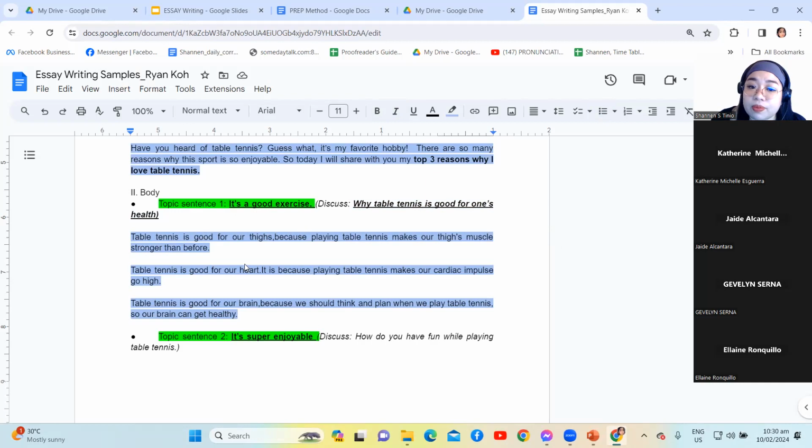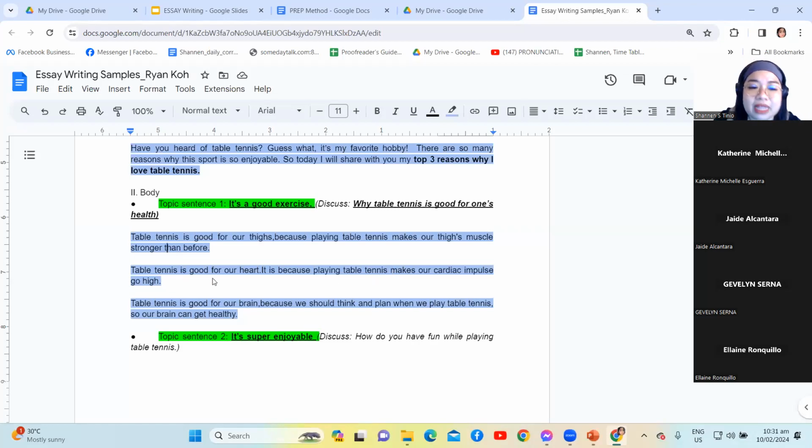So the answers, pasensya na, yung student ko kasi nagsulat nito, so ibig sabihin nito, barok-barok yung English niya, mali-mali grammar. Pero okay lang yan kasi nagra-writing activity kami. Sabi niya, table tennis is good for our thighs because playing table tennis makes our thigh muscles stronger. Is it related to being a good exercise?